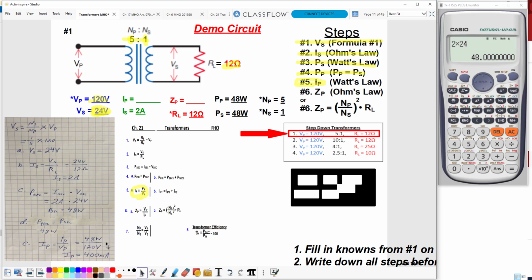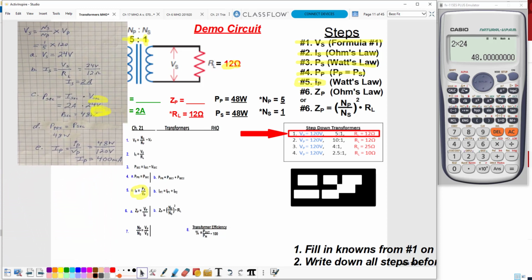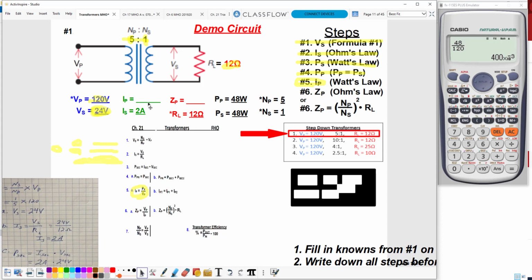I have those numbers for you right here as well. I'm fixing to put them in my calculator. But if we look here, IP is equal to PP over VP. We calculated that our primary power was 48 watts. We were given from the beginning our primary voltage of 120 volts. So if we take our 48 watts divided by our 120 volts, that gives us approximately 400 milliamps of current on our primary. So we can fill that in right here, 400 milliamps.